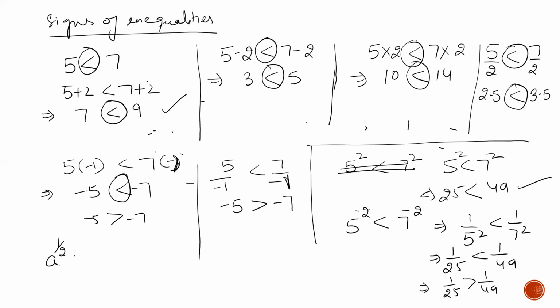And the last property, if I am taking the power in the form 1 by 2. I'm sorry, I had 5 less than 7. I'm taking the power half. Now here I would say root of 5 is less than root of 7. This is also correct. So again, there is no change in sign.